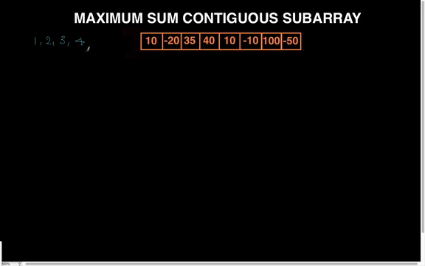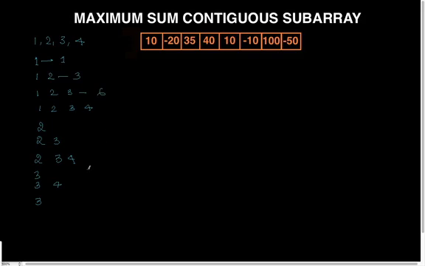So let's see what the different subarrays possible out of this are. Number 1 is 1, then we have 1, 2, 1, 2, 3, 1, 2, 3, 4, 2, 2, 3, 2, 3, 4, 3, 3, 4 and 3. Now I have found all the subarrays, and I'll simply add all the elements of these subarrays and calculate which is the largest one.